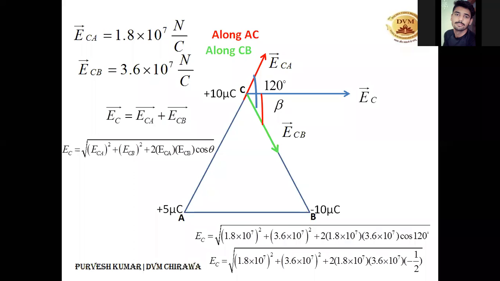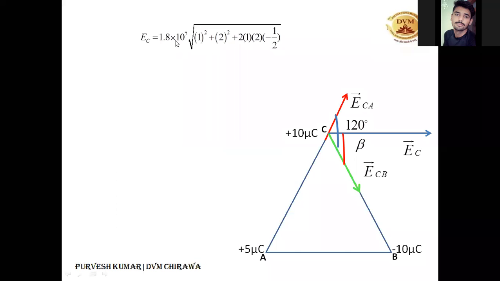Solving it up, you can take 1.8 into 10 to the power 7 common, and you will be left with 1 square plus 2 square plus 2 into 1 into 2 into minus half. So when you solve it out, you get 1.8 into 10 to the power 7 root 3. This is the resultant electric field at point C because of these two charges. So EC has come out to be 1.8 into 10 to the power 7 root 3. But remember, we also need to find its direction.